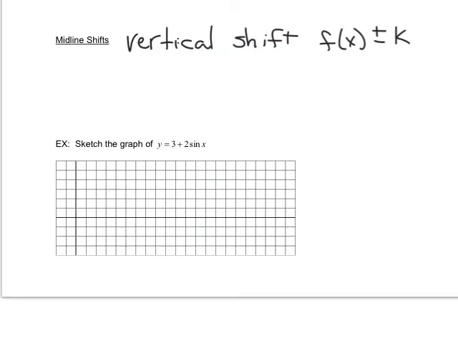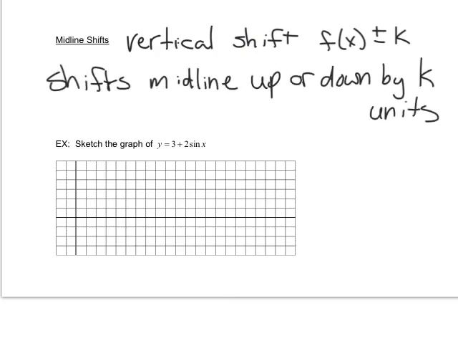And finally, we're going to talk about midline shifts. That's what your book refers to as the vertical shift, when we move the midline up or down. It's kind of like when we move the horizontal asymptote for an exponential function up or down. This is adding or subtracting a constant term outside of the function itself. And that basically shifts the midline up or down by a value of k. So when it is positive, we're shifting up. When it's negative, we're shifting down, because it's a direct read.